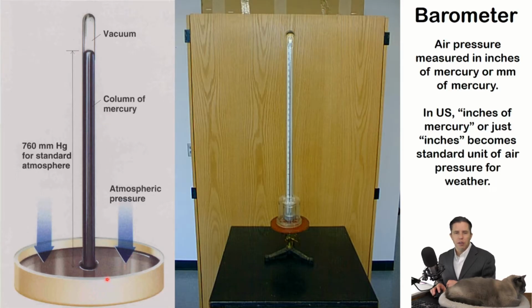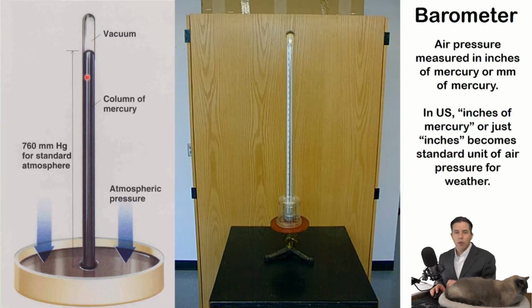Atmospheric pressure pushes down, pushes the mercury up the tube, and you have this column. The way they would measure the air pressure is by measuring the height of this column from down here. If the air pressure increases, more mercury gets shoved up the tube. If the air pressure decreases, less mercury gets shoved up the tube, and the column falls.